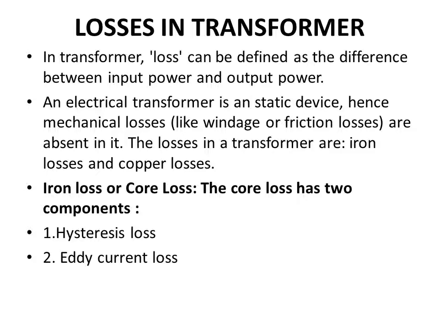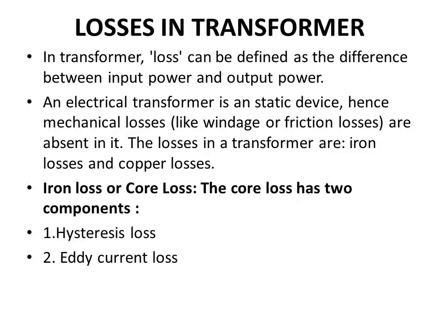So what is the core of the transformer? The core allows the magnetic flux lines to flow through it, and through the core, the magnetic flux lines link with the primary coil as well as the secondary coil.